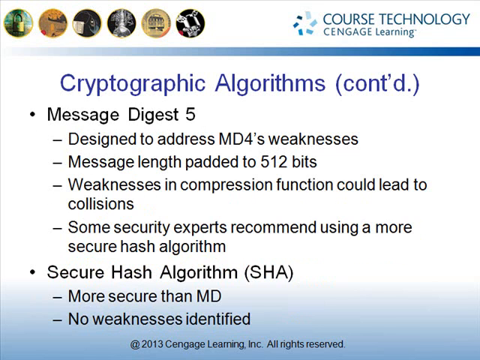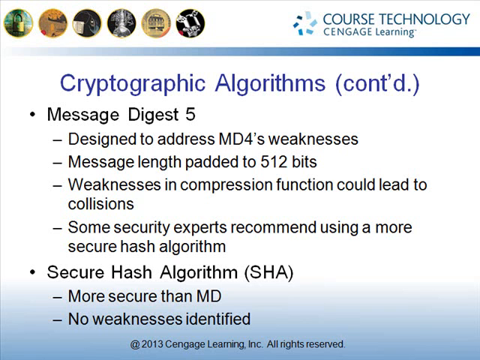MD5, which was a revision of MD4, was created about a year later, and it was designed to address MD4's weaknesses. Now, much like MD4, the length of the message is padded, this time to 512 bits, and then the algorithm uses different variables of 32 bits in kind of a round-robin fashion to create a value that is compressed to generate the hash. However, some weaknesses have been revealed in the compression function, and it could potentially lead to collisions. So most security experts recommend that something other than MD5 be used as a secure hash algorithm.